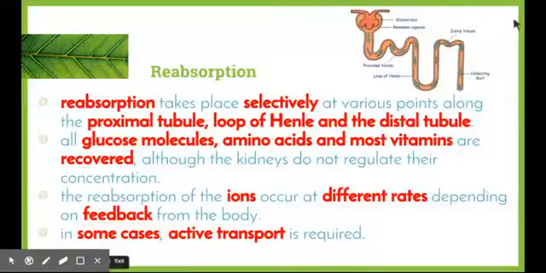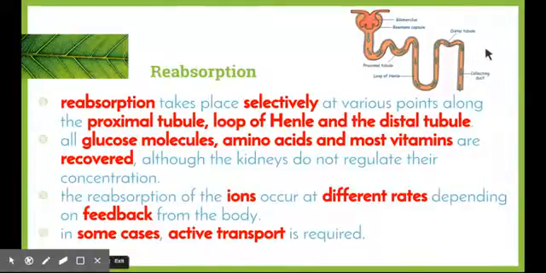Reabsorption takes place selectively, so only different things will be reabsorbed depending on feedback from the body at various points along the proximal tubule. Proximal means close, so that's the tubule closest to the Bowman's capsule, then the loop of Henle, which is this middle part of the nephron, and the distal tubule. Distal means away, further distance.